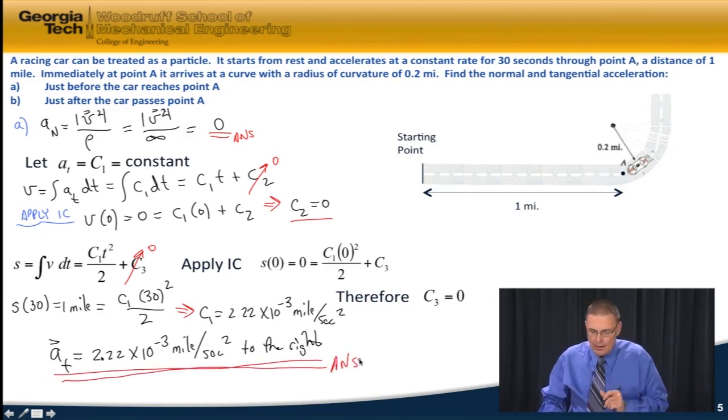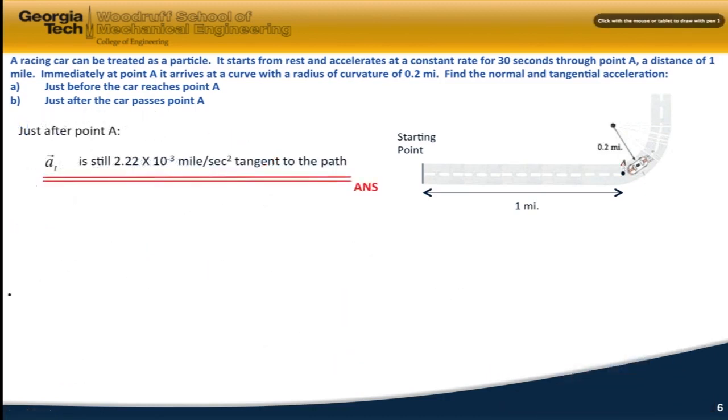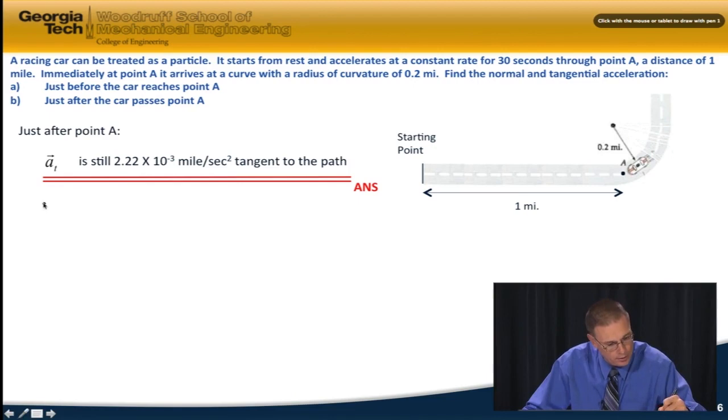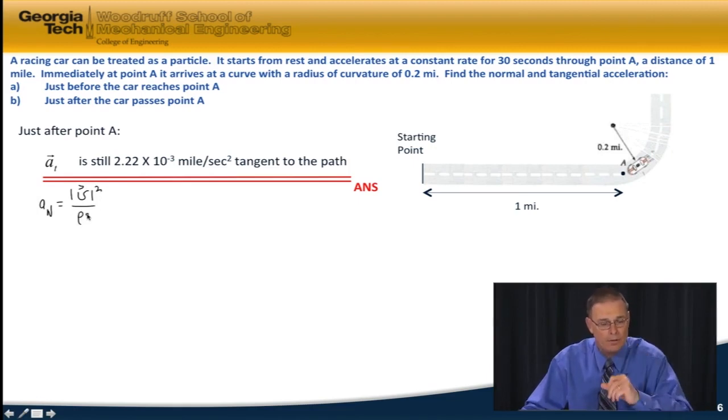Okay, my question to you now is, looking at part B, what is the tangential acceleration going to be right after it passes point A? If the tangential acceleration is 2.22 times 10 to the minus 3 miles per second squared just before point A, it's not going to instantaneously change. So it's going to continue to be that same value tangent to the path as we go into this turn. So the last thing we have to find is the normal acceleration. We know that the magnitude of the normal acceleration is the magnitude of the velocity squared at that point over rho. And we have an equation for the velocity.